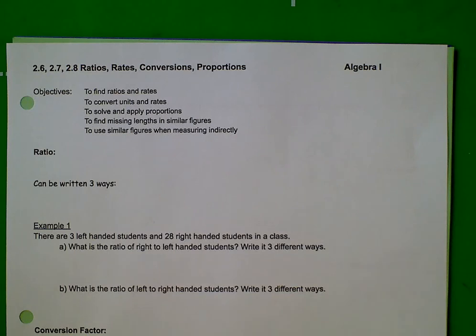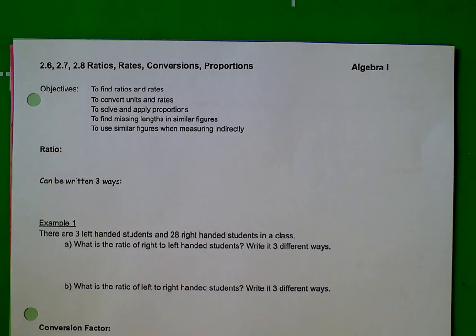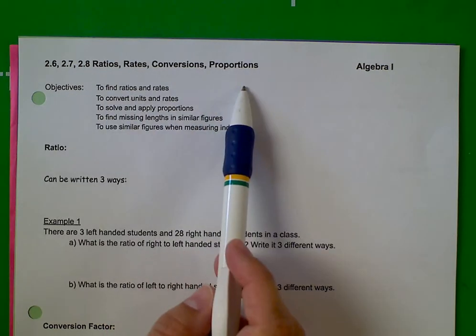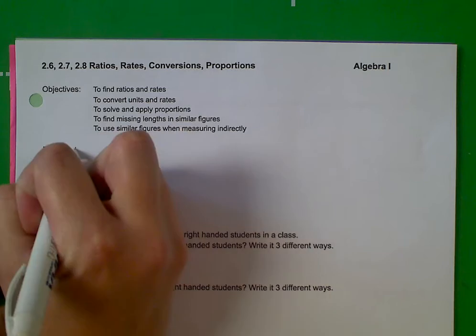All right, so we have sections 2.6, 2.7, and 2.8 that we're combining today. We have ratios, rates, conversions, and proportions. All four of those topics we're going to be covering. So first, our definition of ratio. A ratio compares two numbers by division.